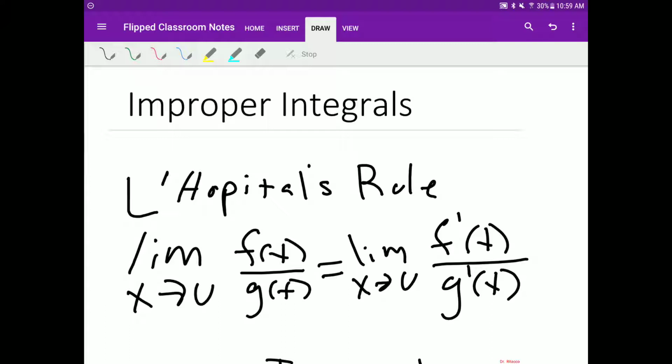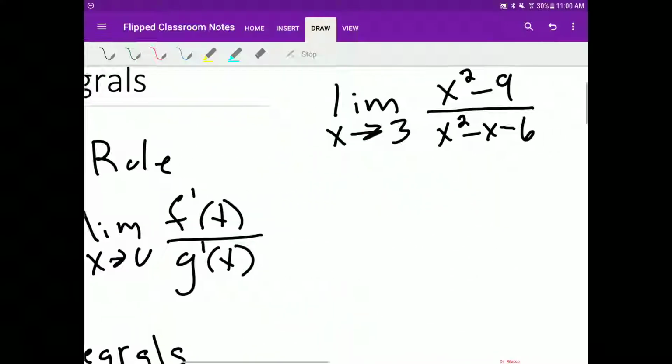Okay, so if we have a limit as x goes to u of f of x over g of x, and that ends up in an indeterminate form such as infinity over infinity, we can't define that limit. We can take the derivative of f of x and divide it by the derivative of g of x and get the value of the limit. Assuming that we don't end up in another indeterminate form, in which case we'd iteratively go until we have a value. So let's do a quick example of this and then we'll move on to our improper integrals.